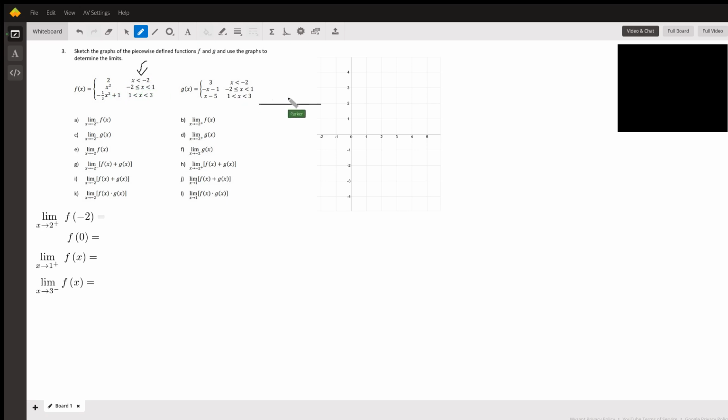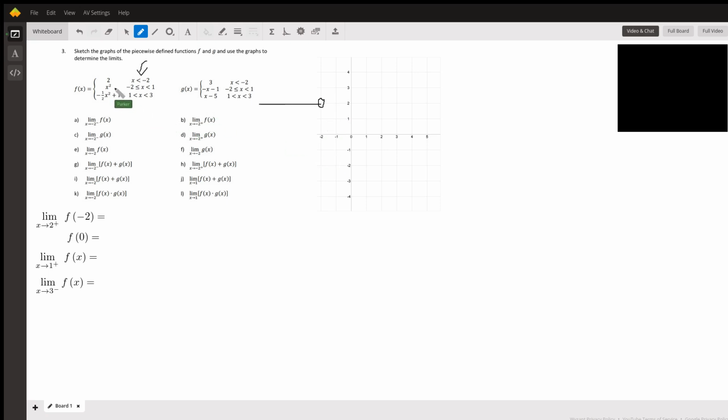part of this function. That means that we have to leave a very clear and obvious open circle. This is telling everyone that x is approaching negative 2 and that it's almost negative 2, but it is never exactly negative 2 for this y value of 2.